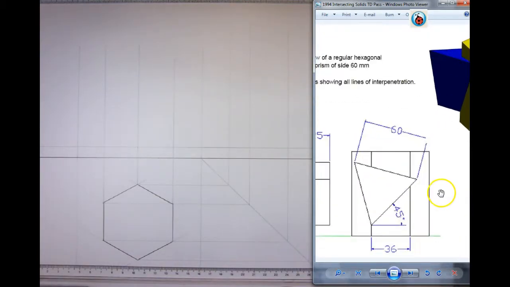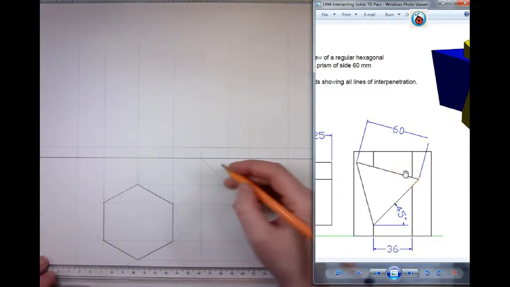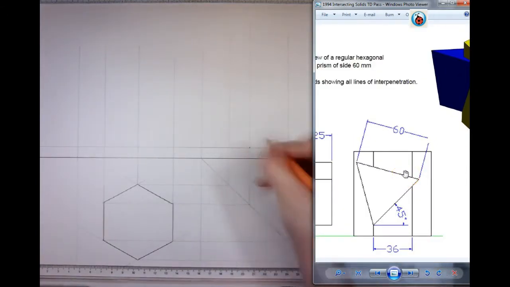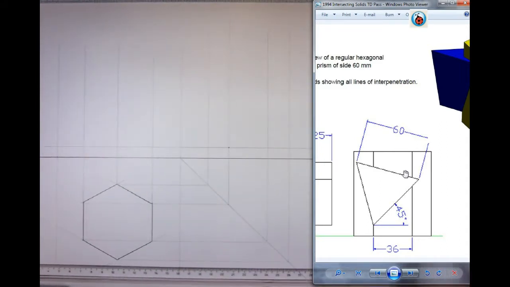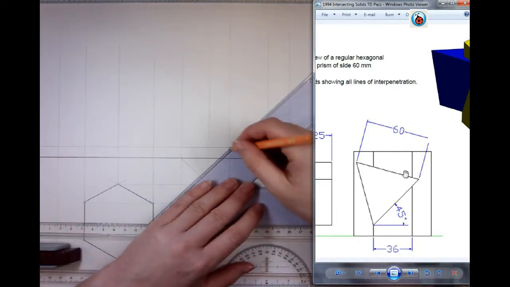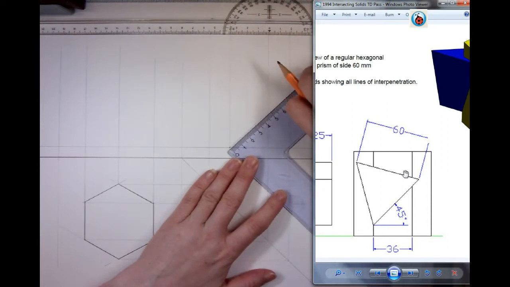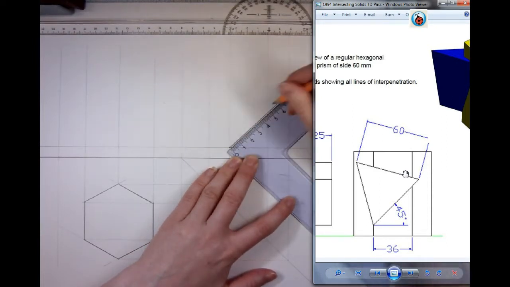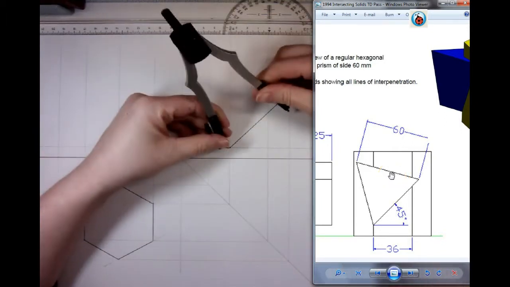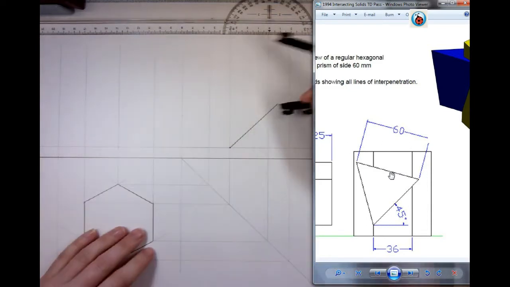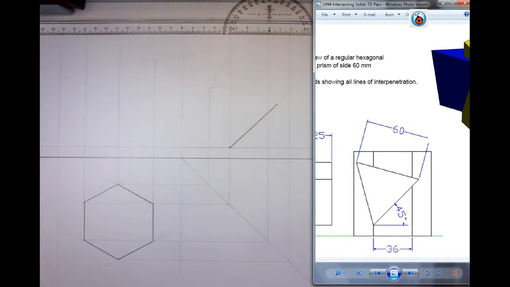If we look at our question here, I was told to come up 10, and I came up 10, that's lovely, and that gives me this point here. Now from that point there, I'm going to go at 45 degrees. I'm just going to move this over a tad bit so we can see it all. Now I'm told my equilateral triangle is 60 long. I'm going to get the distance on my compass, get the distance on my side and swing an arc. And that gives me my equilateral triangle.